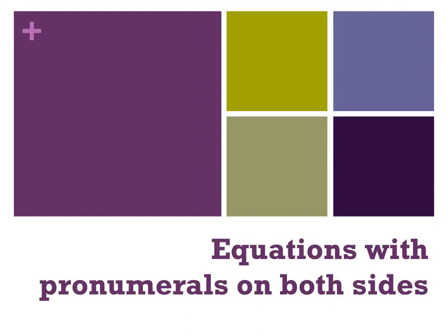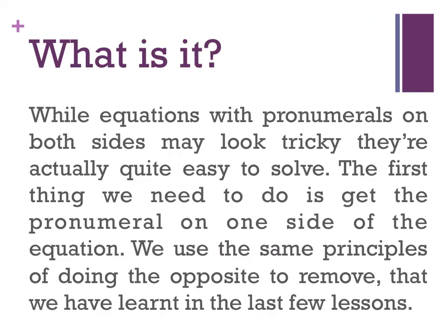Today we're going to have a look at equations, but this time we're going to have a look if I have an unknown on both sides of my scale. While equations with pronumerals on both sides may look a bit tricky, they're actually really quite easy to solve. The first thing we need to do is get the pronumeral on one side of the equation. I'm going to show you that this isn't actually too difficult.